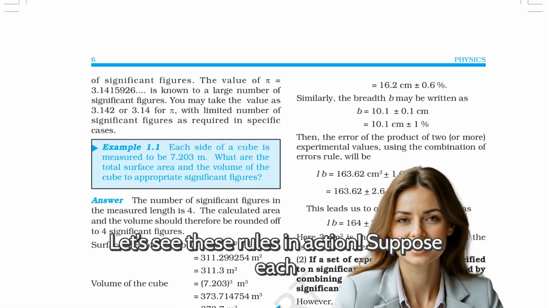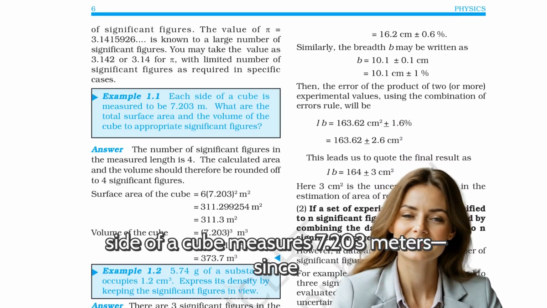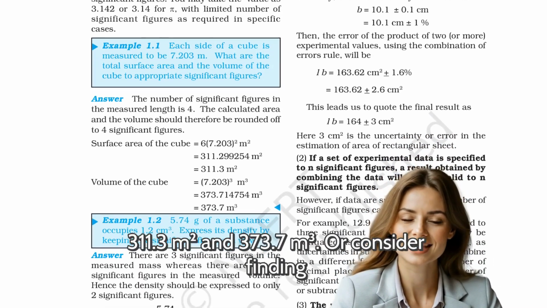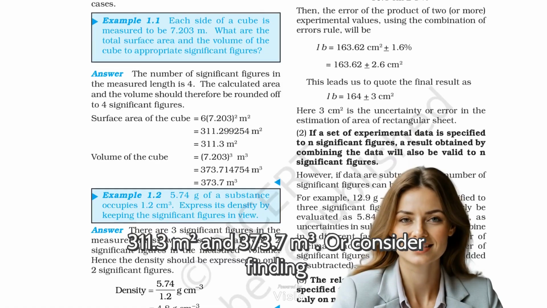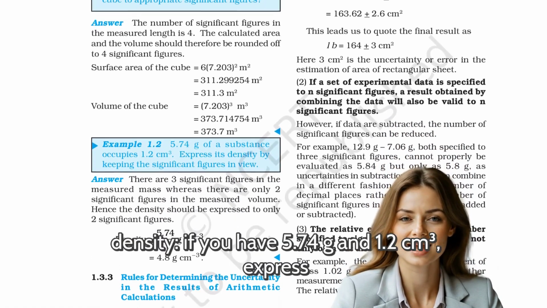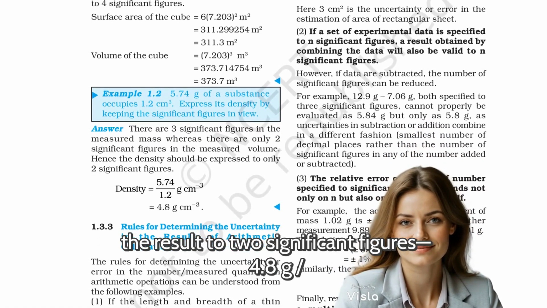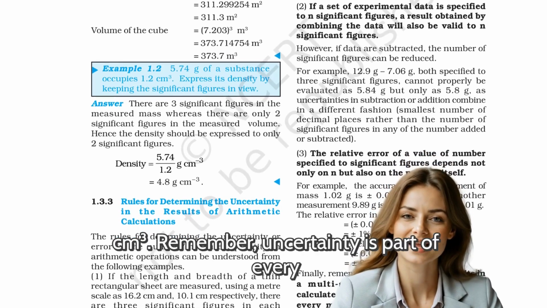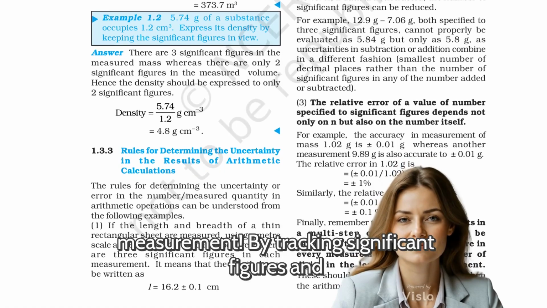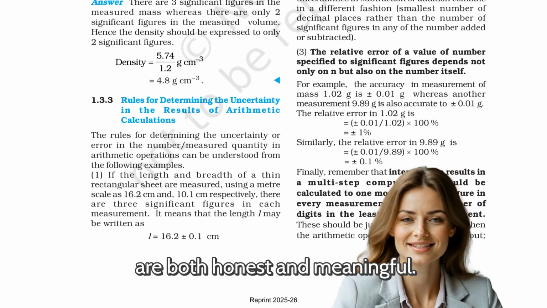Let's see these rules in action. Suppose each side of a cube measures 7.203 meters. Since that's 4 significant figures, both surface area and volume should be rounded accordingly, 311.3 square meters and 373.7 cubic meters. Or consider finding density. If you have 5.74 g and 1.2 cubic centimeters, express the result to 2 significant figures, 4.8 g/cm^3. Remember, uncertainty is part of every measurement. By tracking significant figures and errors properly, scientists ensure their results are both honest and meaningful.